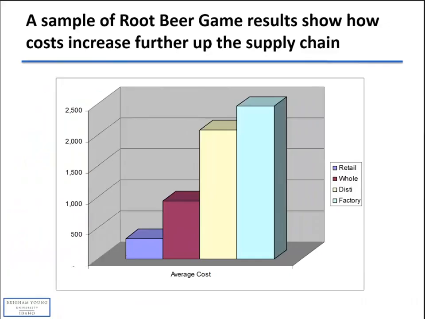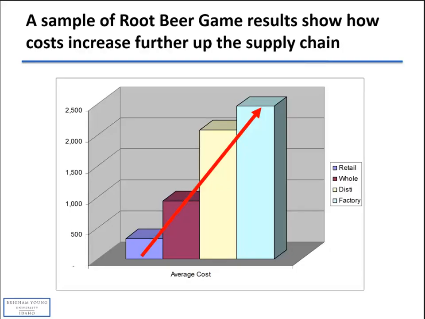In a typical root beer game, the costs will be as displayed in this graph. The retailer will have the lowest cost, and then the wholesaler, distributor, and factory. So the further upstream we go with the supply chain, the higher the costs.